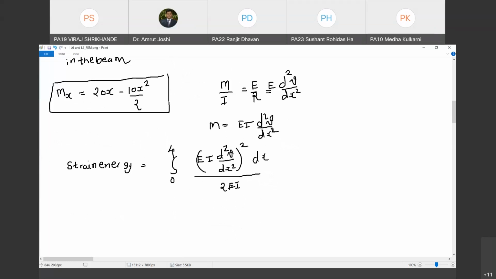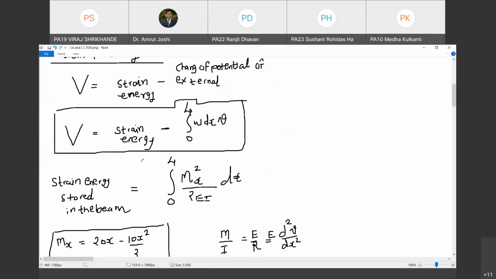Okay, and now what I'm going to do, one of the EI is going to get cancelled, as you can see. So this can be further simplified as EI gets cancelled out, one of the EI, because EI squared is there in the numerator. So one EI will remain as it is. This EI by 2 is going to remain as it is. This EI gets cancelled with one of the EIs, and then you have [d²v/dx²] whole squared dx. So can we now write down the expression for potential energy?